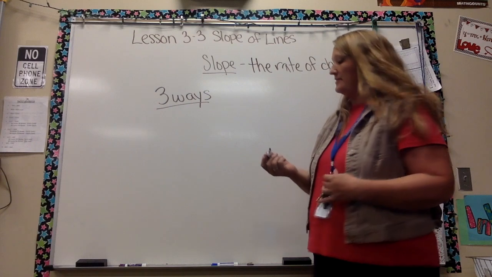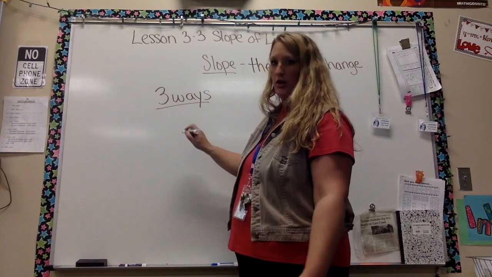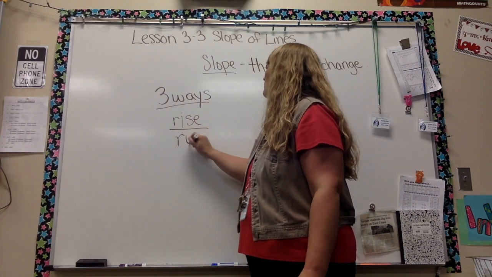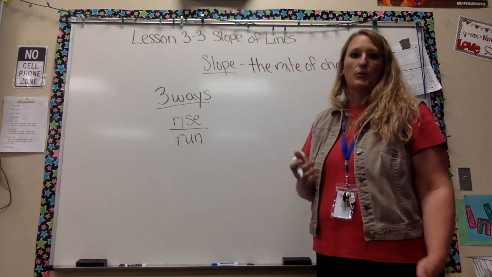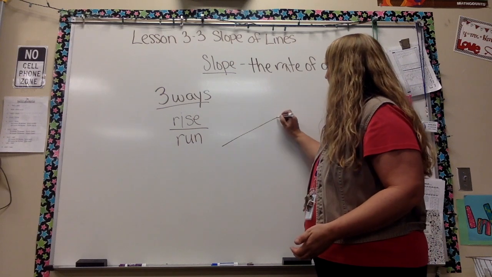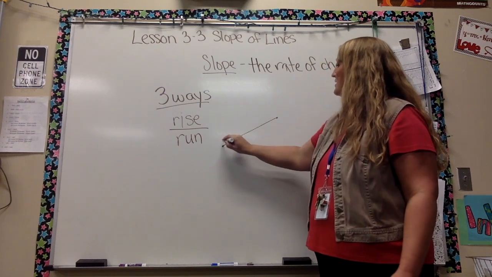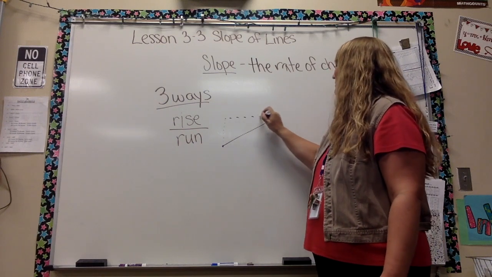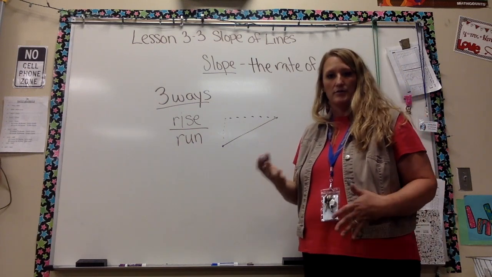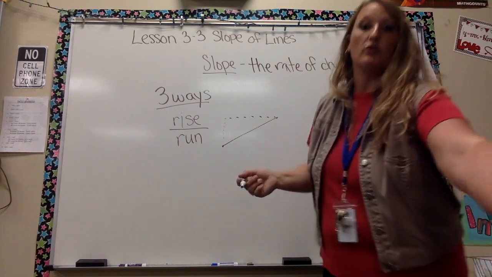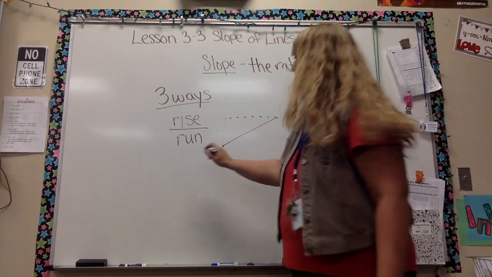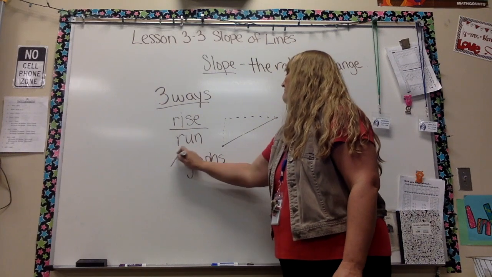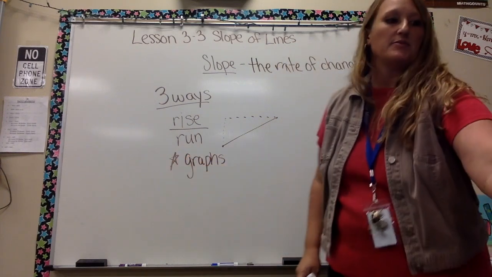The second way to find slope is one that you should know, and it's rise over run. So this is just when we have a line and you're trying to figure out what the rise is, or how far it goes up, and what the run is, or how far it goes over. This is best used when we're using graphs. So that's when we're going to find slope.